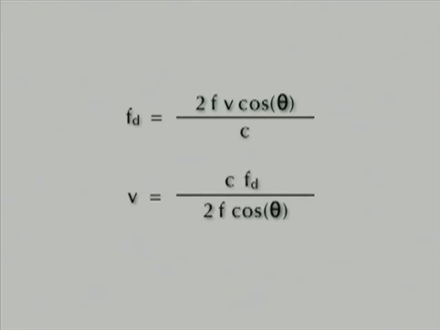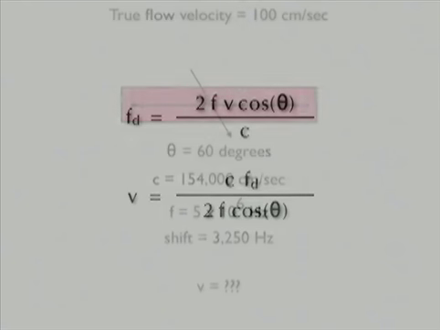C, the velocity of sound, is known. The Doppler shift is measured by the machine. F is the incident frequency. So the only variable left is that angle theta, the angle correction, or more correctly in this case, the cosine of that angle. The machine has no way of knowing what that is. You tell it what it is by setting the Doppler angle correction cursor.